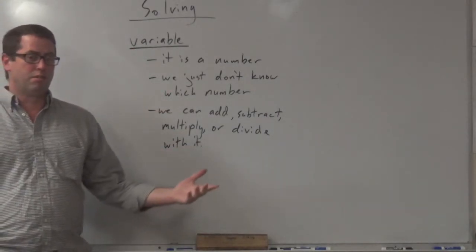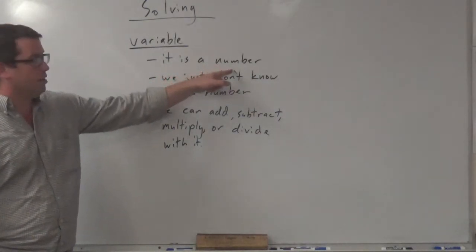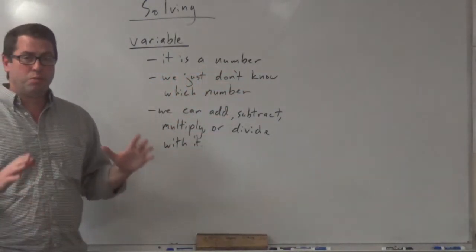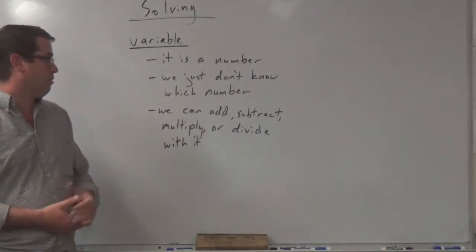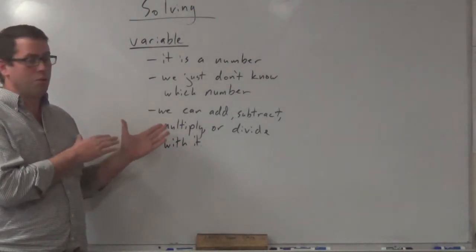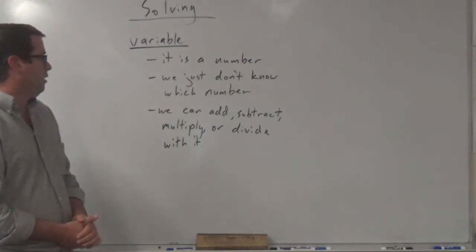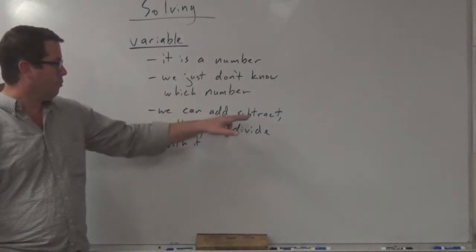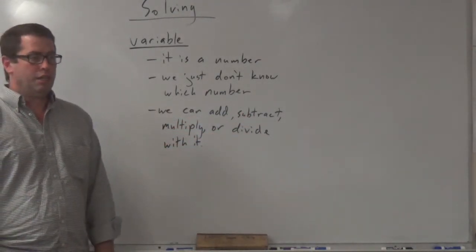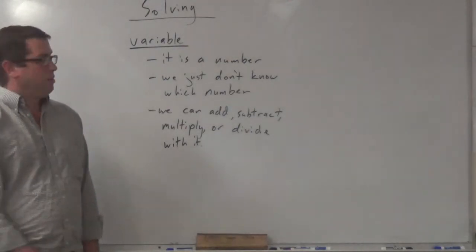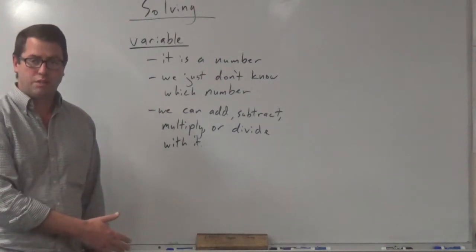So let's just talk about what the variable is. The variable is a number. The whole reason we stuck a letter in there is because we don't know which number it is. So it could be any number, but since it's a number, we can do all the same stuff we can do with any number. And that means we can add it, we can subtract it, we can multiply or divide with it, we can use it as an exponent, we can do a lot of things with it because it is a number. We just don't know which number.